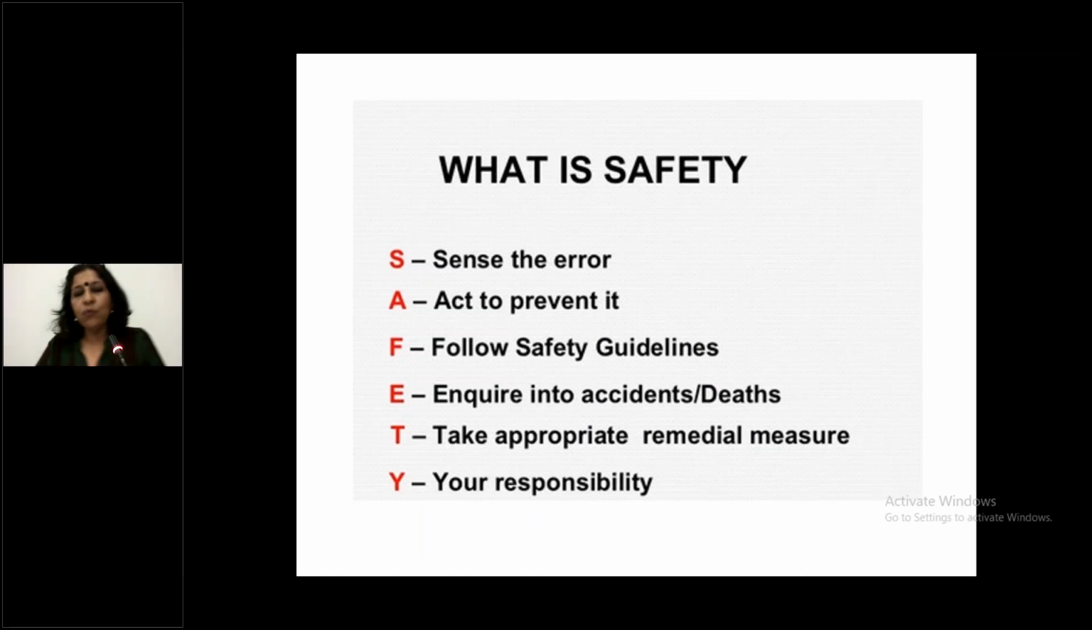To conclude, what is safety? Always sense the error, act to prevent it, follow safety guidelines, whatever you may have for your institution, for your department, for the particular kind of case scenario that you deal with. Inquire into accidents or deaths which were unexpected. Take appropriate remedial measures so that they can be prevented the next time. And finally, it is your and my responsibility.